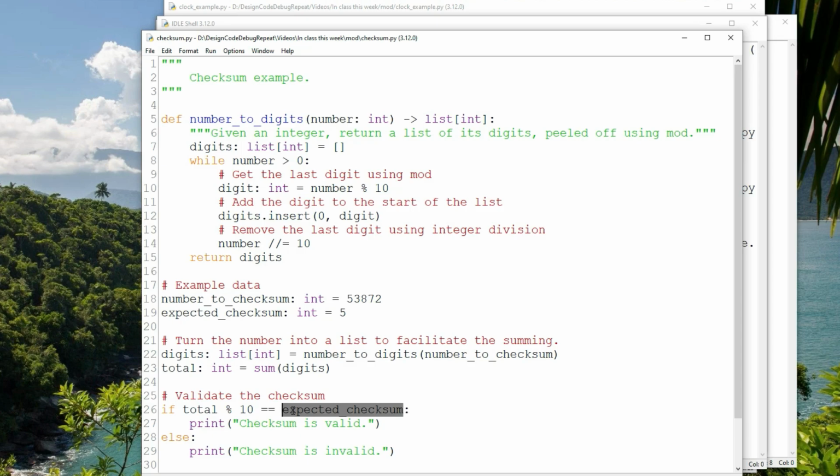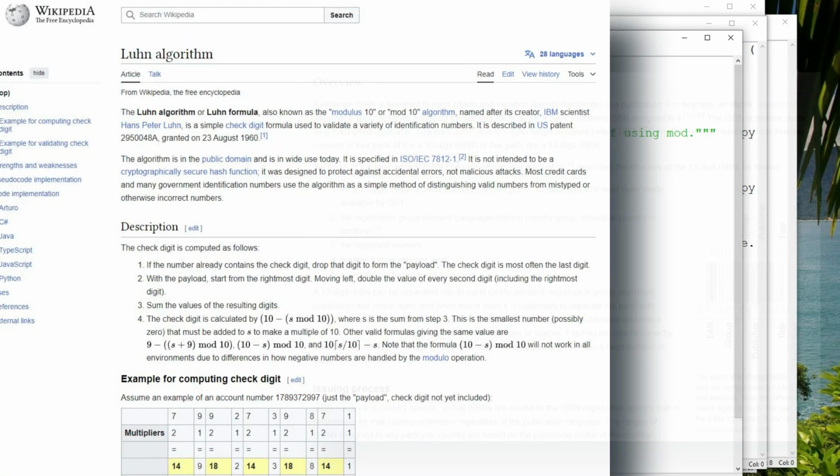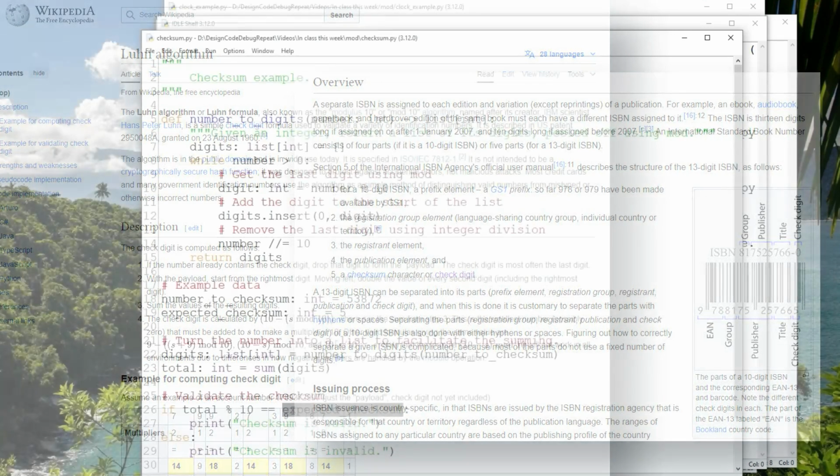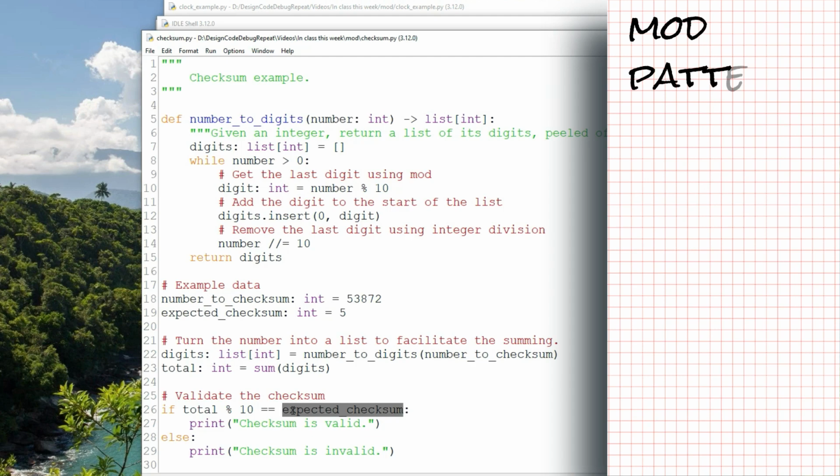In practice, checksums are usually a little more involved than simply adding the digits together, but more sophisticated checksums are variations on this simple theme. If you're interested, look up the Luhn algorithm or how ISBNs work, which are two examples that are easy to understand. Now, reflect on the pattern of mod results I mentioned earlier in the video.